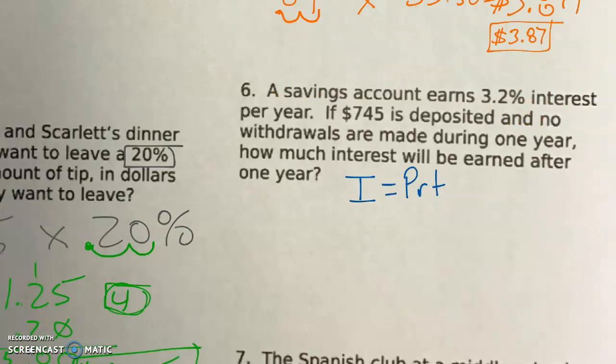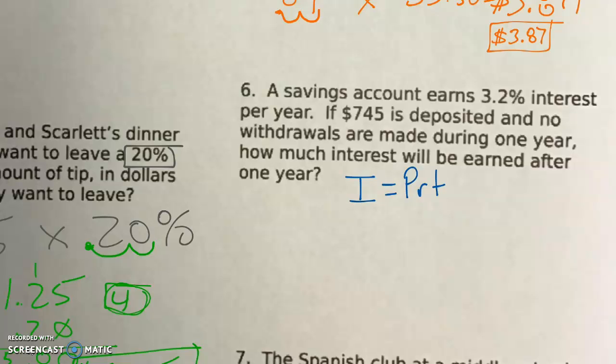Number 6, a savings account earns 3.2% interest per year. If $745 is deposited and no withdrawals are made during 1 year, how much interest will be earned after 1 year? You actually have 2 options on this. We're just finding percent, 3.2% of $745. But we might as well go over the interest thing here.